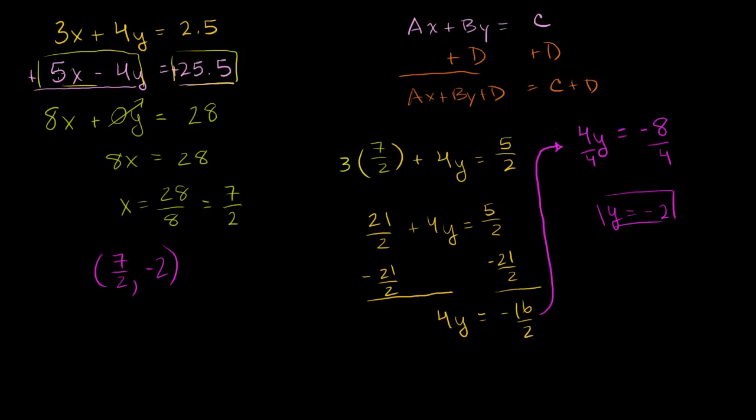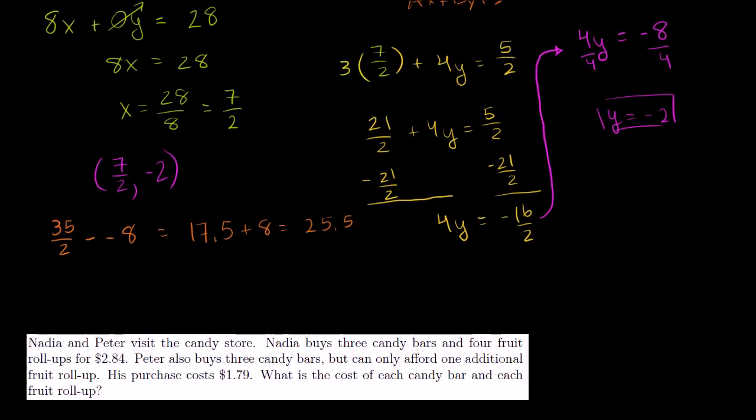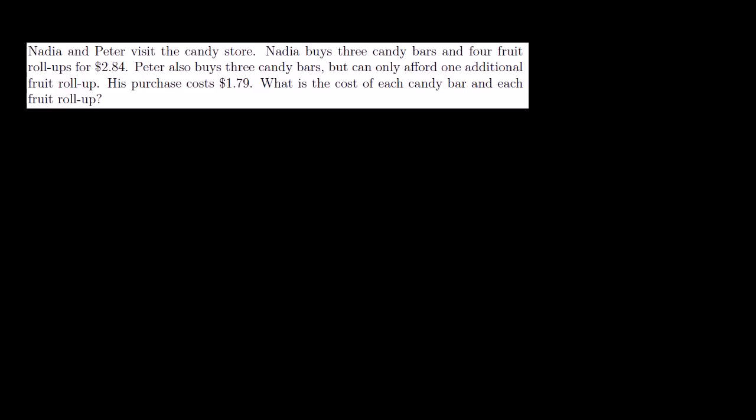And you could try it out on both of these equations right here. So let's verify that it also satisfies this bottom equation. 5 times 7 halves is 35 over 2, minus 4 times negative 2, so minus negative 8. That's equivalent to 17.5 plus 8, right? This is 17.5, this is plus 8, and that indeed does equal 25.5. So this satisfies both equations. Now let's see if we can use our newly found skills to tackle a word problem.